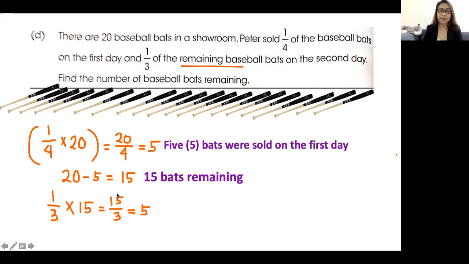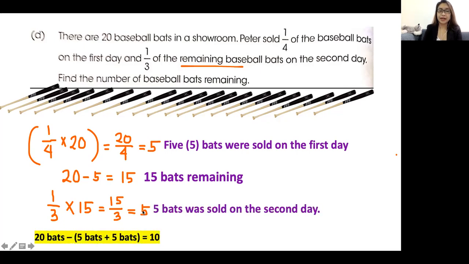So it's 15 over 3, right? 1/3 times 15 is 15 over 3. That is equal to 5. All right. So 5 on the first day and 5 on the second day. Now, find the number of baseball bats remaining. So if there are 5 and 5 that were sold, how many bats remain?